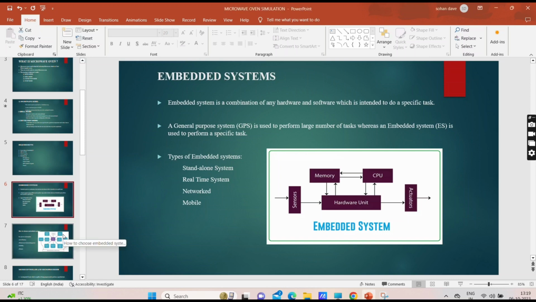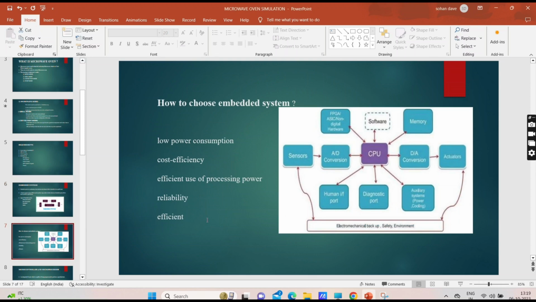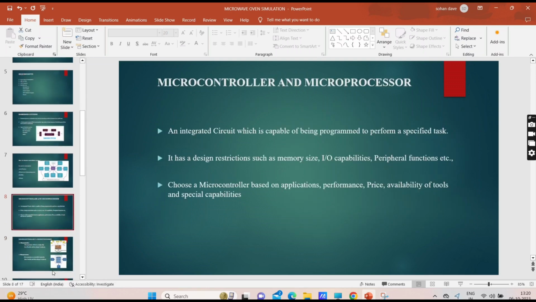So we have to choose an embedded system to do any specific application. So there are so many criteria for choosing the embedded system. First one is low power consumption, second one is cost efficiency, third one is efficient use of processor power, reliability efficiently. So the basic of what is a microcontroller and a microprocessor.